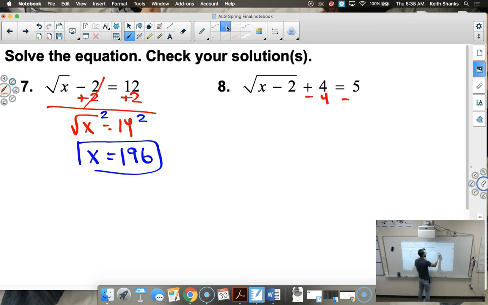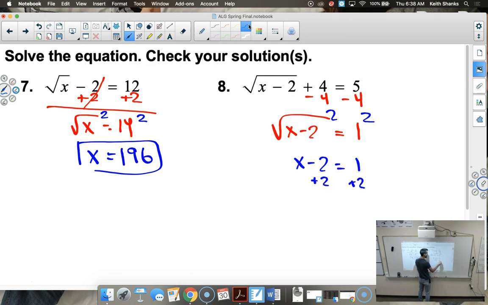Okay? On this one, you're going to do the same thing. I'm going to subtract 4. The square root of x minus 2 equals 1. And I'm going to square both sides. X minus 2 equals 1. And then I add 2. So this one has an extra step. You have to add that 2 at the end to get your answer.